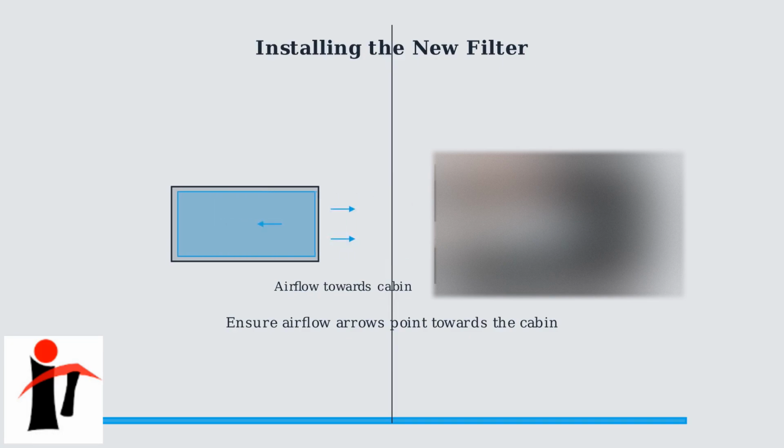Slide the new filter into the housing, aligning it properly. The filter should fit snugly inside the plastic housing. Push the filter in fully until it is completely seated in the housing. There should be no gaps around the edges to ensure optimal performance and prevent unfiltered air from entering the cabin. Double check that the arrows are still pointing towards the cabin and the filter is secure. This completes the filter installation.